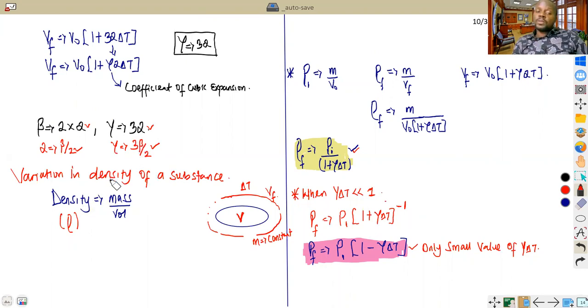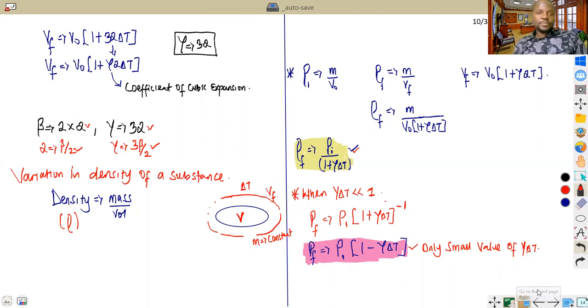Having done that, we talked about variation in density. We gave two cases: gamma delta T less than one, and a situation whereby gamma delta T is not less than one. The formula varies, and the two formulas are final equals initial over 1 plus gamma delta T, and final equals initial times 1 minus gamma change in temperature. So this is what we talked about this time. Understanding matters; application of the formulas will be discussed in the full core class. This is the concept. Then we move to the next slide.